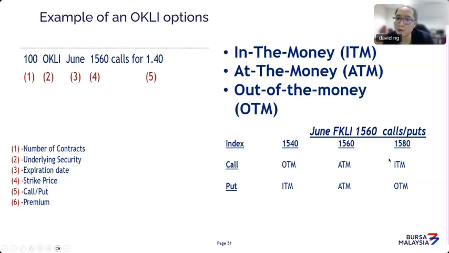So if you want to buy a call at 1580 when the underlying is only 1560, it's going to be expensive because there's a value premium for that option. So keep that in mind. Understanding the value of the option premium based on the strike price of the particular contract is important, because that ultimately will be translated to the premium you pay for the particular option.